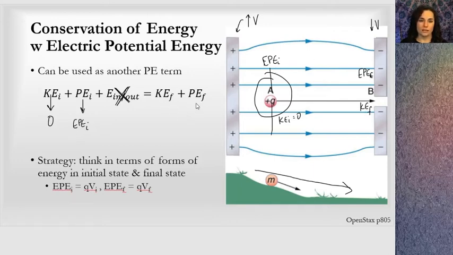And we can see that in this situation. The final voltage at a negative charge will be 0, and it will have some sort of final kinetic energy, and you would be able to relate those two values. So our strategy is to think in terms of form of energy in the initial state and in the final state, and use this equation in order to set ourselves up to solve problems.